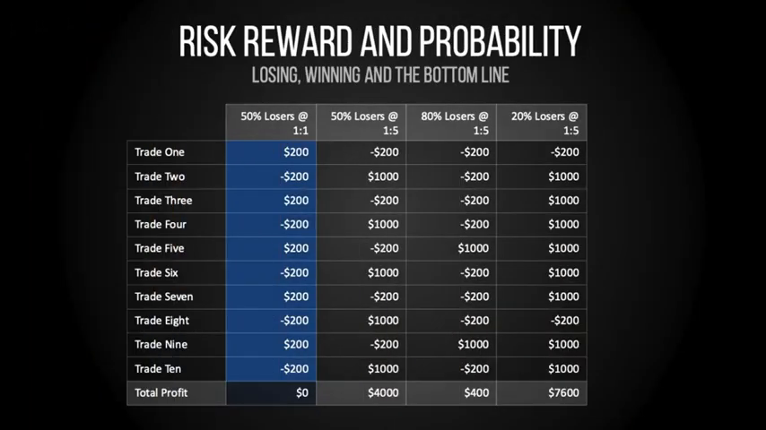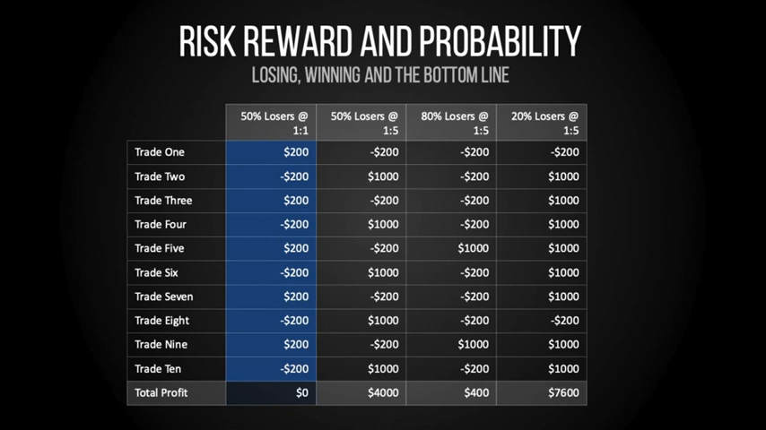So if we look here on the slide, on the first column we've got 50% losers at a risk reward ratio of 1 to 1. Second column, we've got 50% losers or 50% winners, however you want to look at it. So every 2 trades you take, one's a winner, one's a loser. Then 1 to 5 risk reward ratio. In other words, you're risking 1, but you're making 5 every time you win.